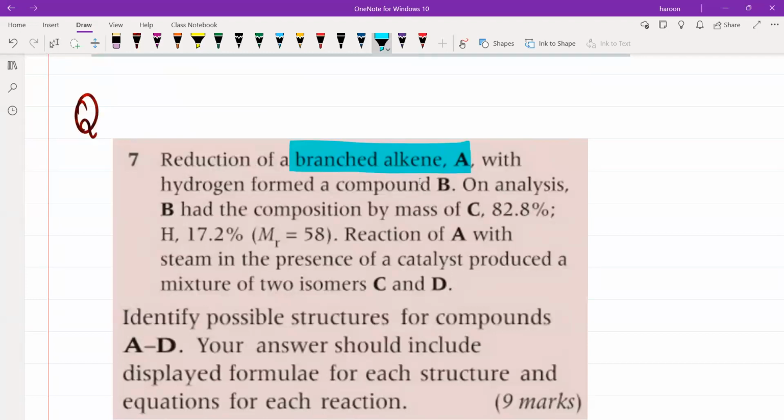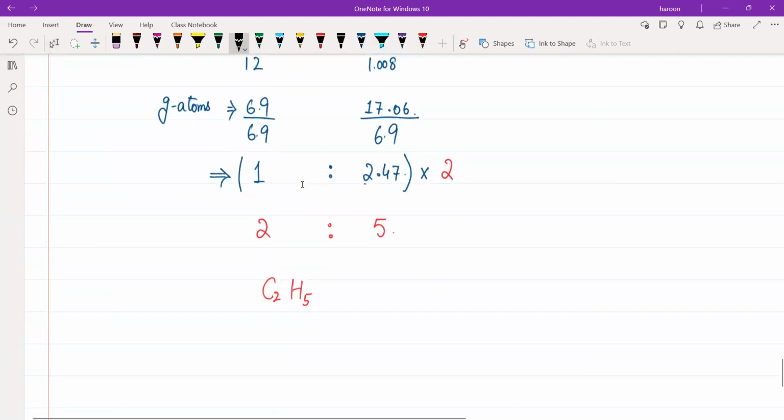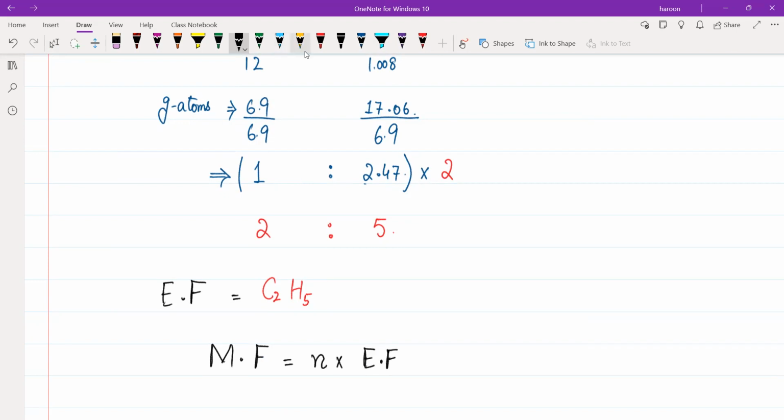Okay, with hydrogen. Oh, that's the empirical formula. We'll find the molecular formula. Okay, this is the empirical formula. And how we can find the molecular formula is equal to N multiplied by the empirical formula.